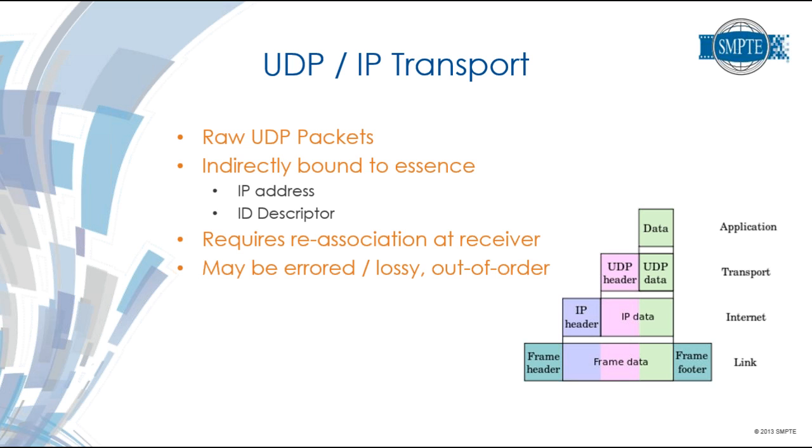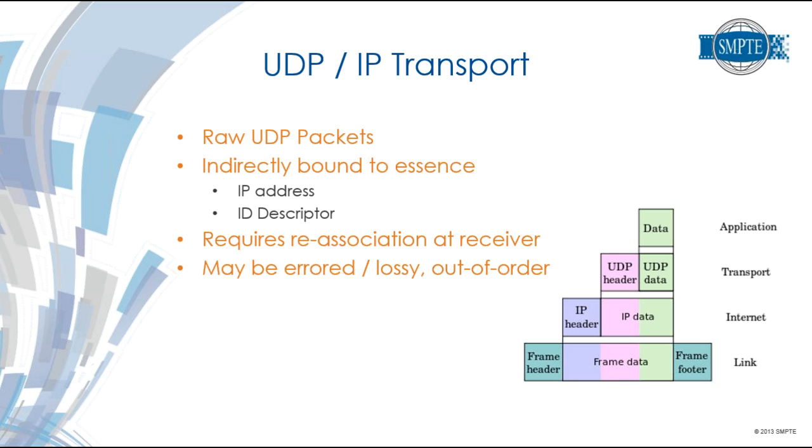For transport over UDP/IP, we're simply taking the same payload and putting it inside a raw UDP packet. It's now indirectly bound to the essence. It could be bound, for example, by IP address in the system. It could be bound perhaps by the ID descriptor field that we've built in. But it will need to be reassociated with the receiver. It's not inside the same stream, obviously.